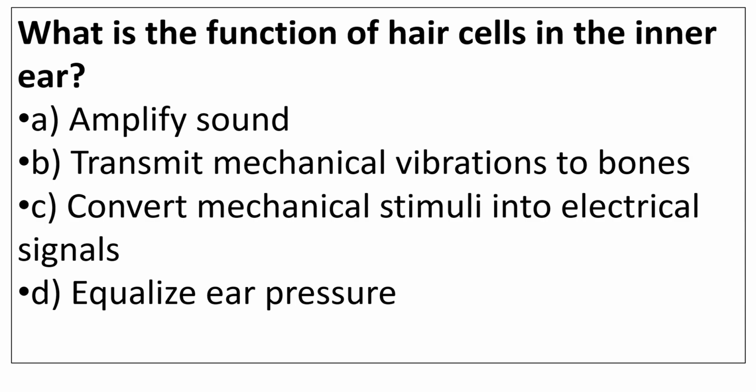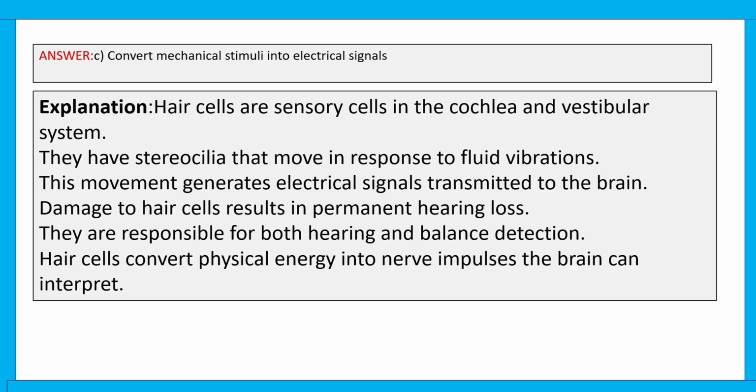What is the function of hair cells in the inner ear? Amplify sound, transmit mechanical vibration to bones, convert mechanical stimuli into electrical signals, or equalize air pressure. The right answer is option C, convert mechanical stimuli into electrical signals.